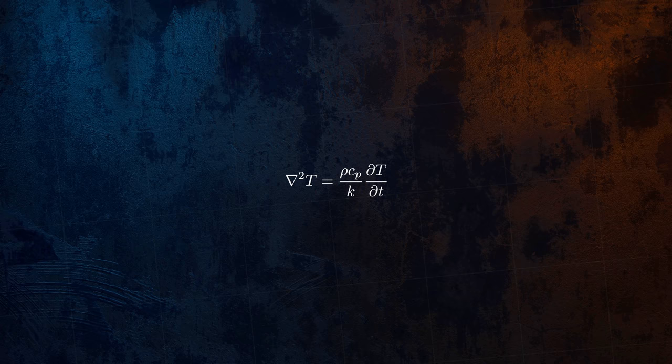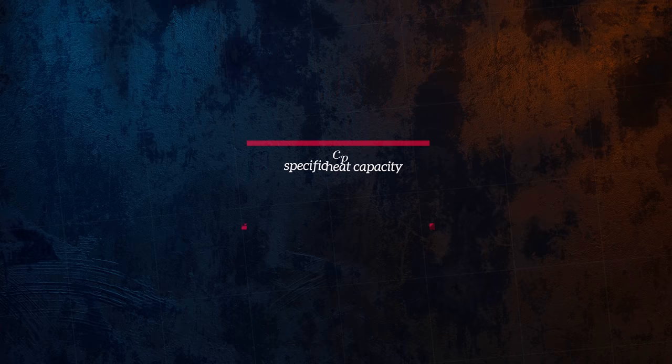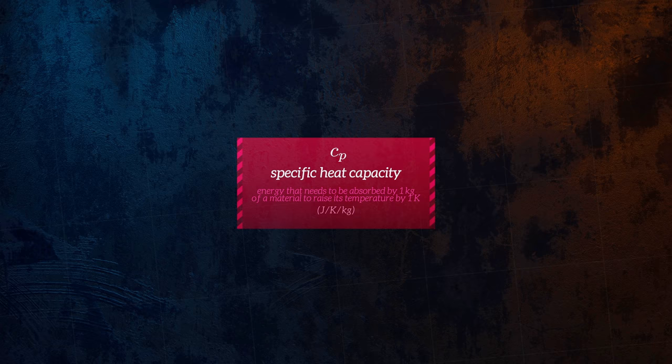The three material properties in the heat equation are the thermal conductivity k, the material density rho, and the specific heat capacity, Cp. The specific heat capacity is the energy that needs to be absorbed by a unit mass of a material to raise its temperature by 1 Kelvin. Multiplying Cp by the material density gives the volumetric heat capacity, which is expressed per unit volume instead of per unit mass.